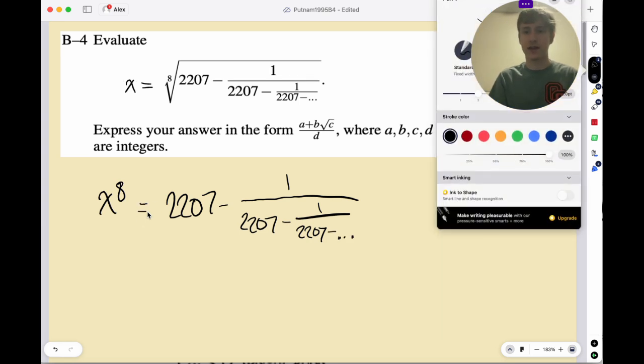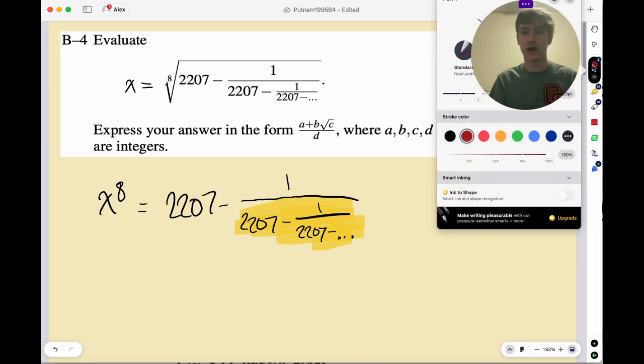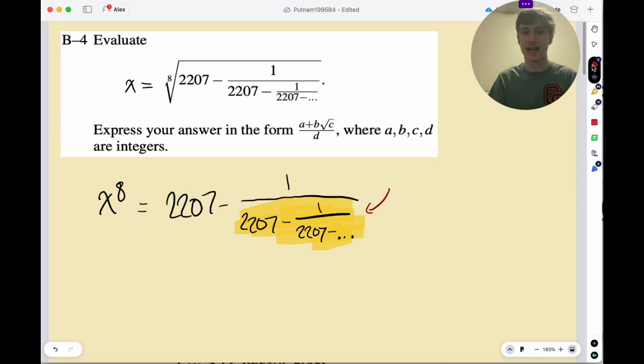Okay. And as I mentioned before, this is in the form number minus 1 over number minus 1 over number, and this kind of recursion relation is going to be useful for us. Because if you notice, the denominator of this first fraction right here, isn't that also the exact same thing as number minus 1 over number minus etc.? Okay, so what we can say in the way that you usually solve most problems is to note that this thing is also x to the eighth. And since it is also x to the eighth, we can really go ahead and write this expression as x to the eighth is equal to 2207 minus 1 over x to the eighth.